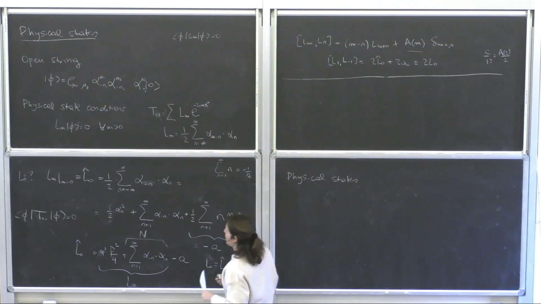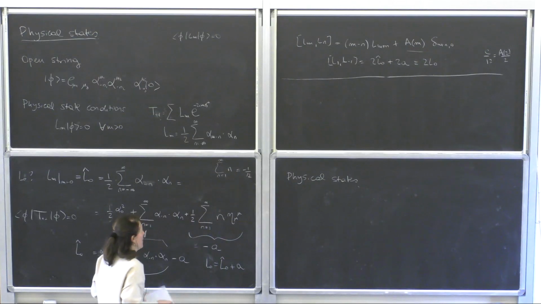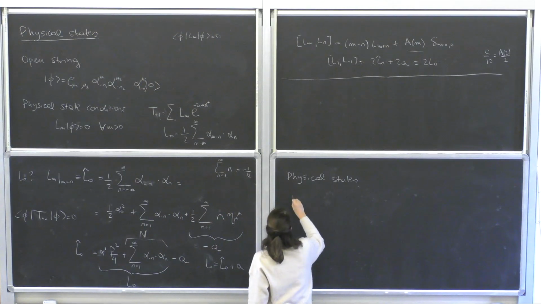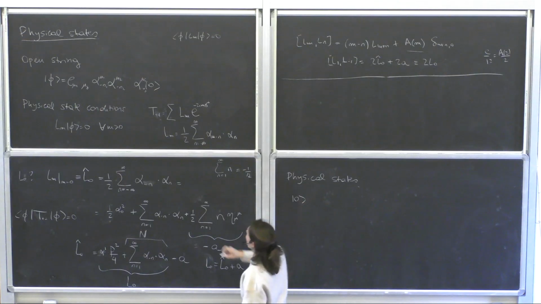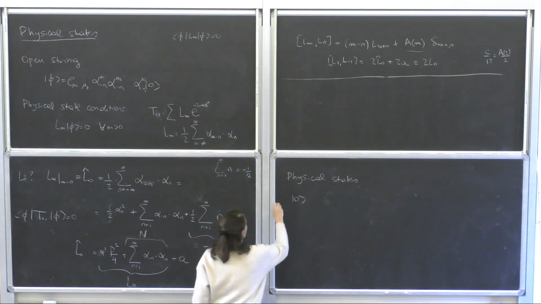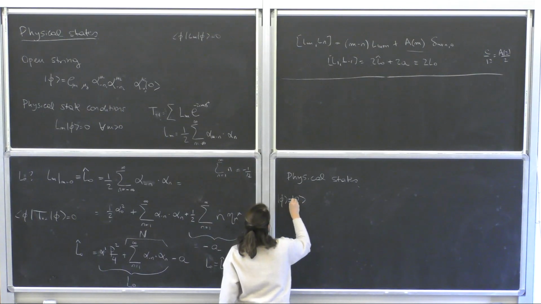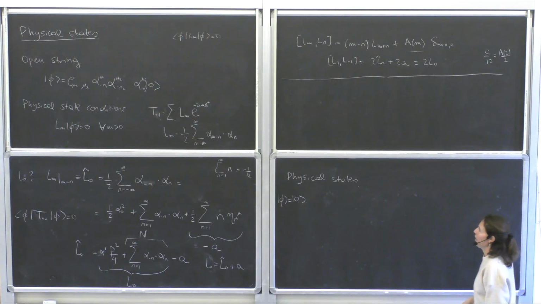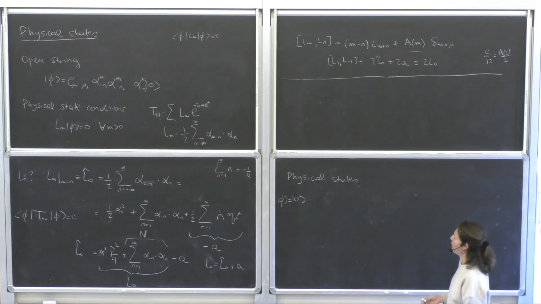So let's construct this spectrum. We start with a ground state, so let me start with this ground state phi equals, where I don't act with any creation operator.